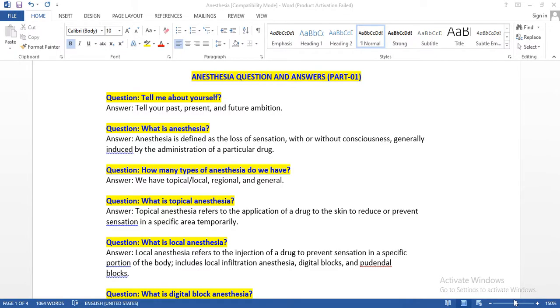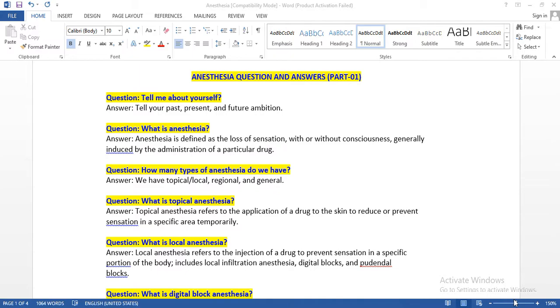So today we are going to learn anesthesia question and answers part 1. Question: Tell me about yourself. Answer: Tell the interviewer about your past, present and future ambition. What would you like to become in the future and how do you want to go up? Don't be nervous here. Just keep calm and keep going.